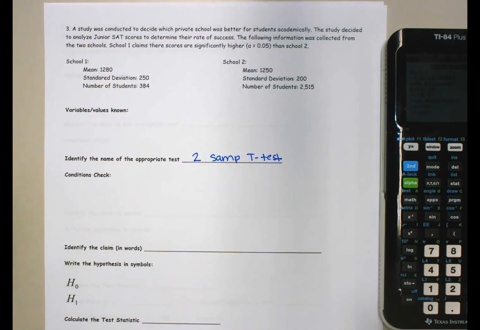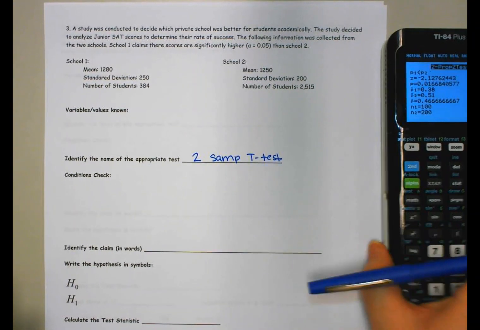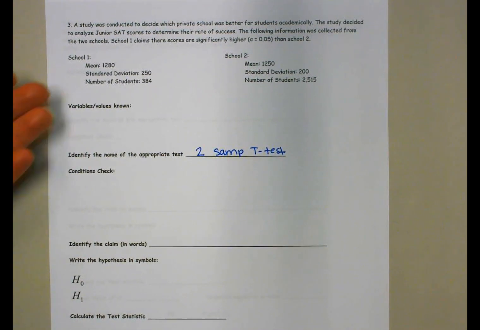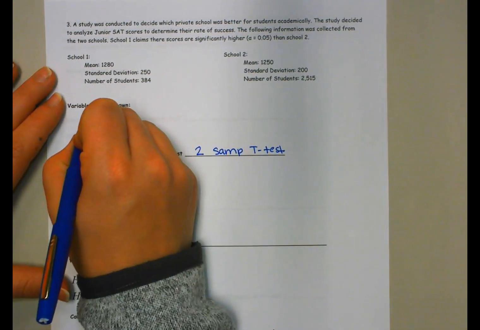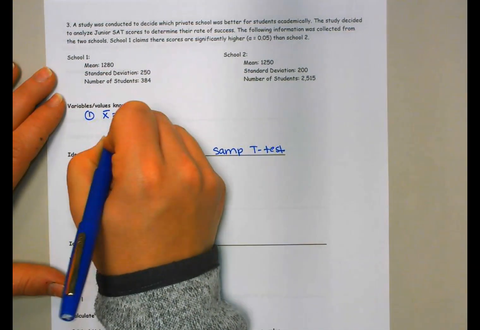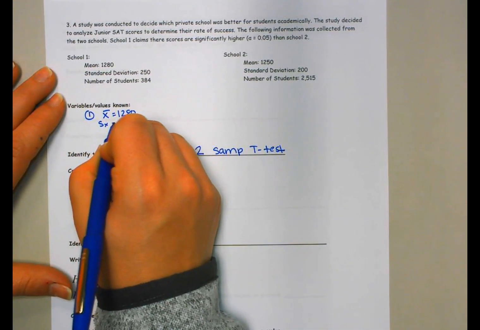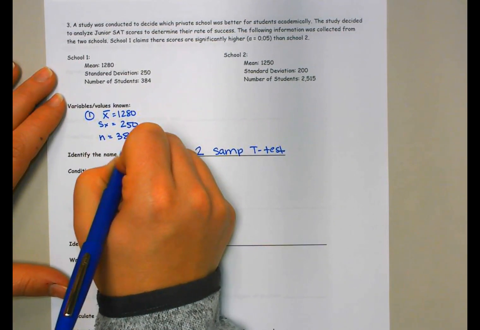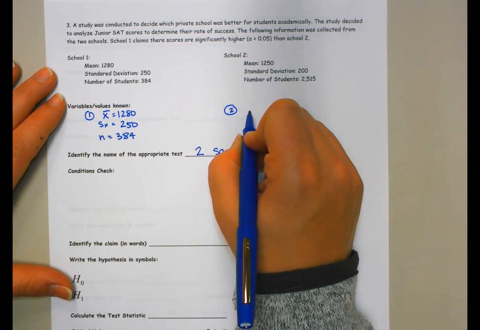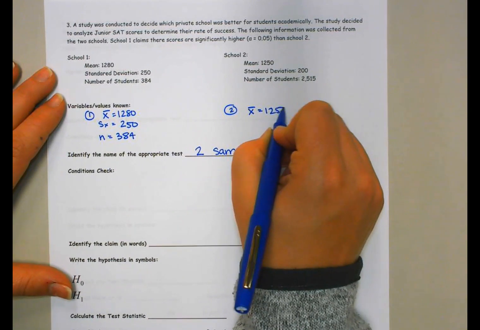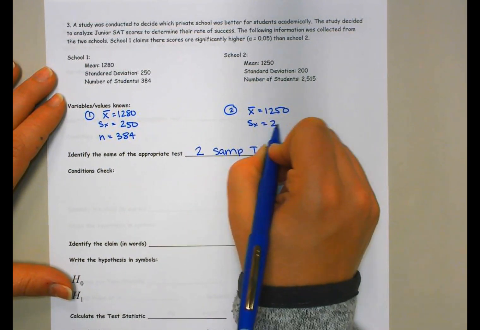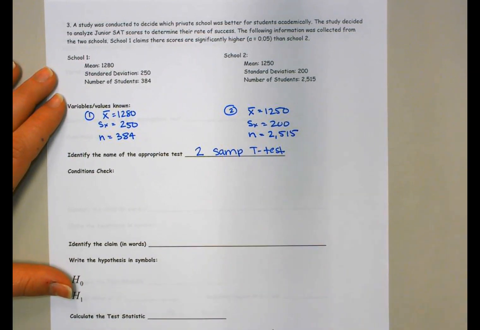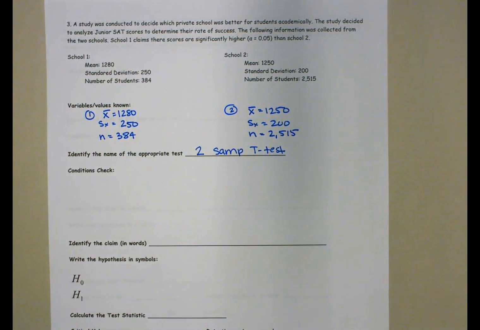All right, I have 2 different groups that I'm considering. So the variables that I know are already set out for us, right? In School 1, my mean is 1,280, my standard deviation 250, my number of students 384. For my second school, my mean was 1250. My standard deviation is 200, and my number of students is 2,515. So all of that was already nicely laid out for us.